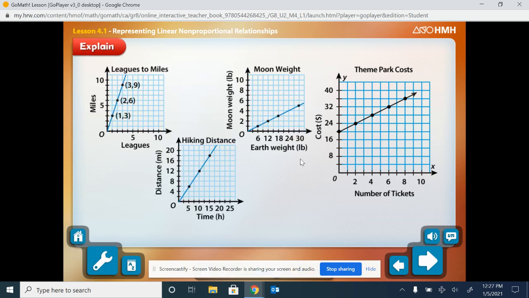The first 3 graphs show linear proportional relationships. They all pass through the origin. The graph you just completed shows a linear, non-proportional relationship. Linear, non-proportional relationships do not pass through the origin. So all of these are linear because they make a line, and they are proportional because they go through the 0, 0. Okay, this one is linear because it makes a line, but it is non-proportional because it doesn't go through the 0, 0, through the origin.